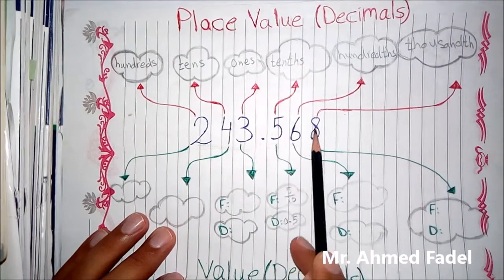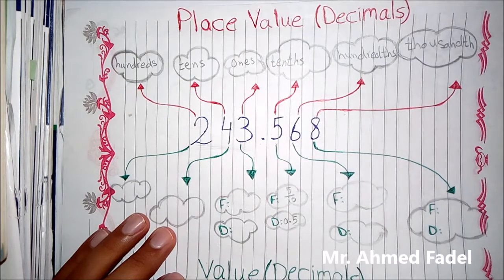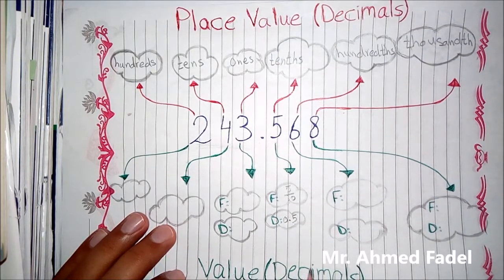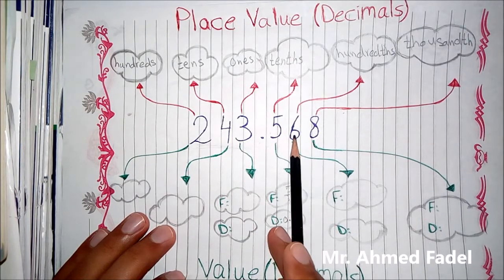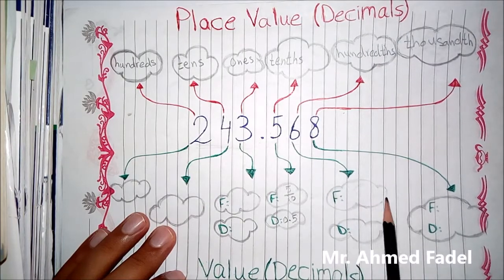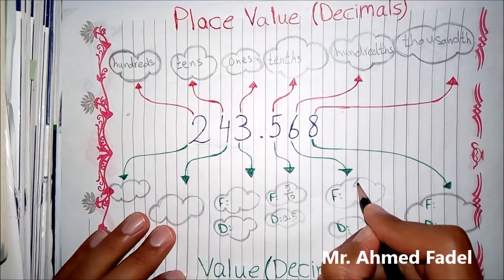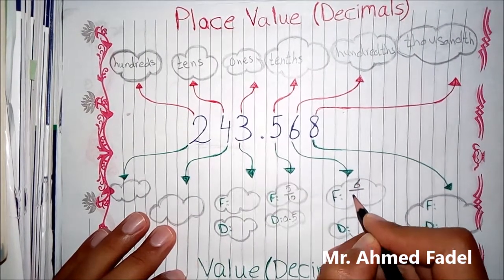So 5 is in the first digit after the decimal point. The second digit after the decimal point here is the 6. We said that the place value of the second digit after the decimal point is the hundredths. So the value here of the 6 as a fraction is, Mr. Ahmed said it's 6 hundredths, so the value is 6 over 100.